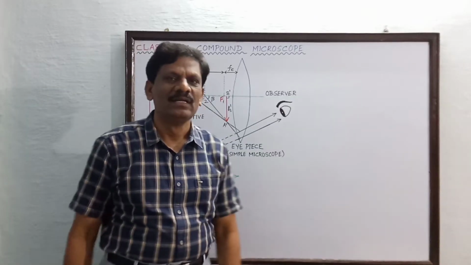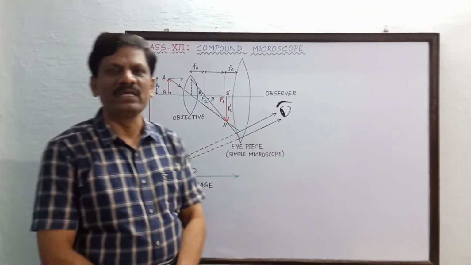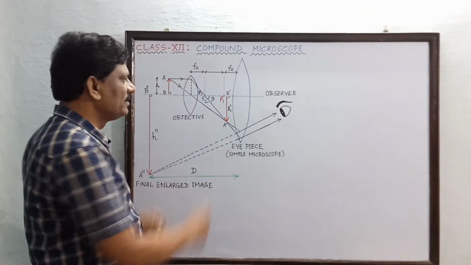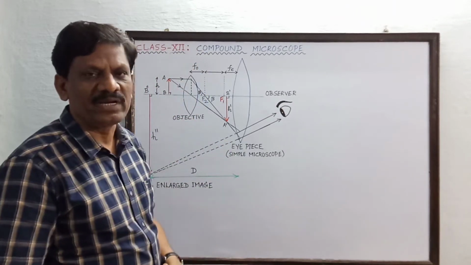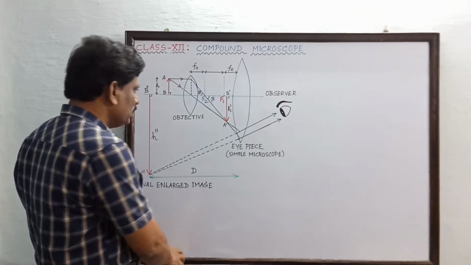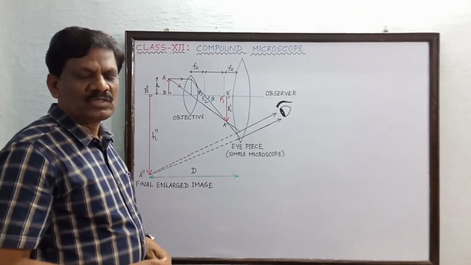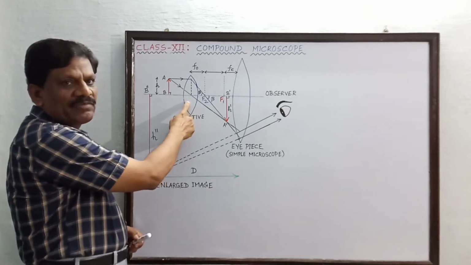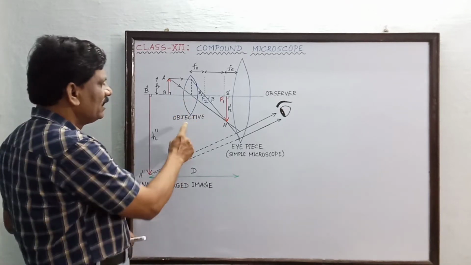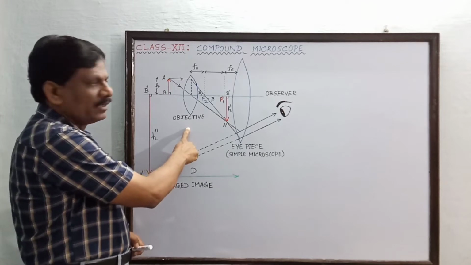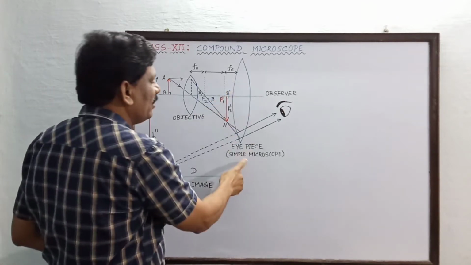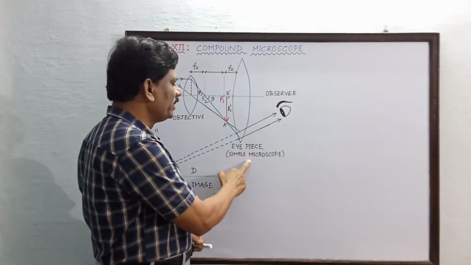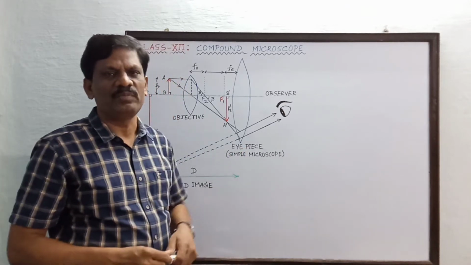Hi students, now we are going to explain the working of a compound microscope. So you can see this is the ray diagram corresponding to a compound microscope. In this microscope there are two lenses. One lens of short focal length is called the objective and the other lens is called the eyepiece. The eyepiece is going to act like a simple microscope.